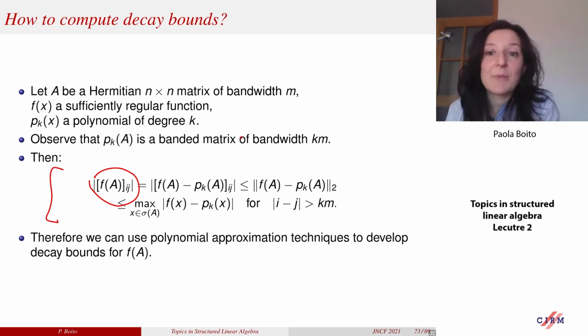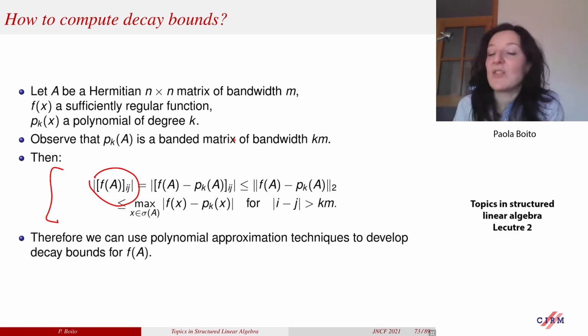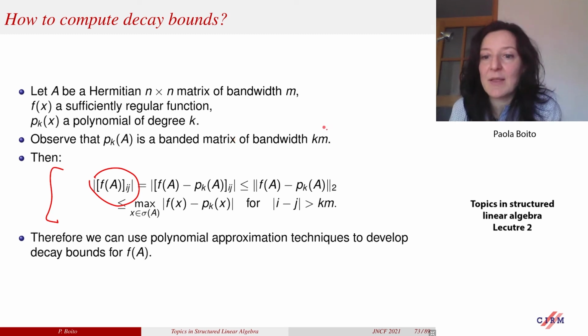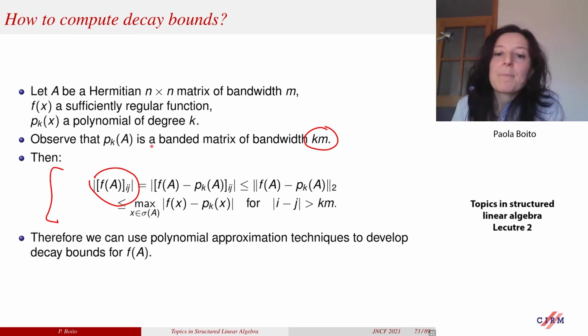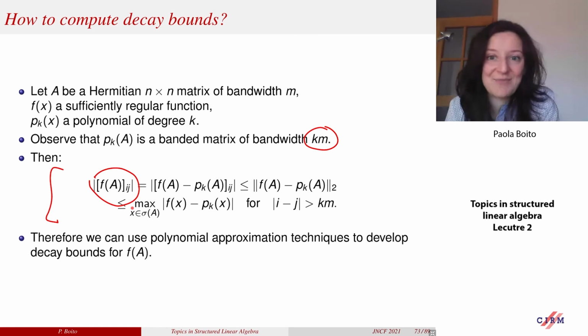Now, if we apply a polynomial to a banded matrix, we're just looking at the banded case here. If we apply a polynomial to a banded matrix, we obtain again a banded matrix with a larger bandwidth. So the bandwidth for p_k(A) is k times the degree of the polynomial times the original bandwidth. Okay. So if I take i, j far enough, the entry far enough from the main diagonal, and so i far enough from j, such that p_k(A) entry ij is 0, so such that we are outside this band.